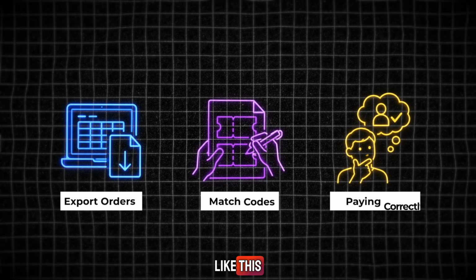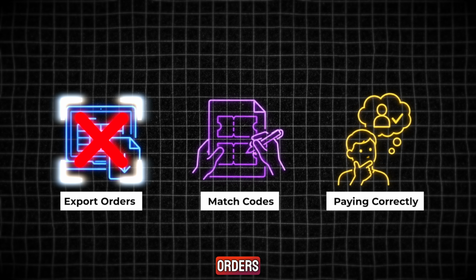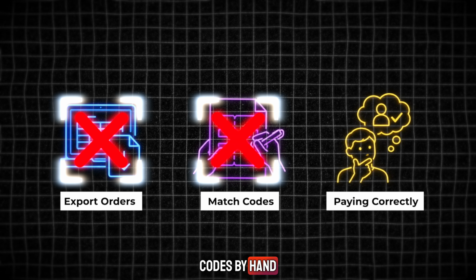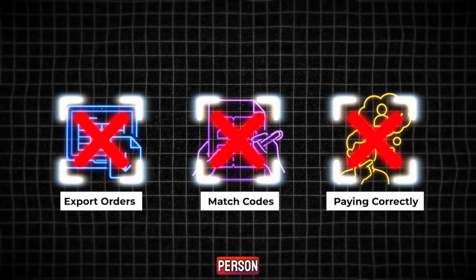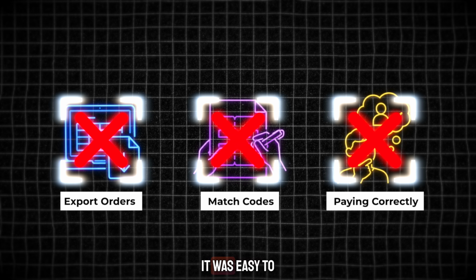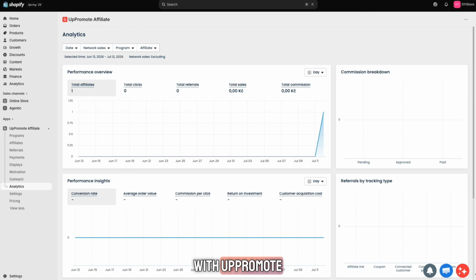Before a tool like this, tracking meant exporting your orders, matching coupon codes by hand, and hoping you paid the right person. It was slow, and it was easy to get wrong. With UpPromote, every sale is already matched to the creator who drove it, so the guesswork is gone and you can trust the numbers you are paying on.